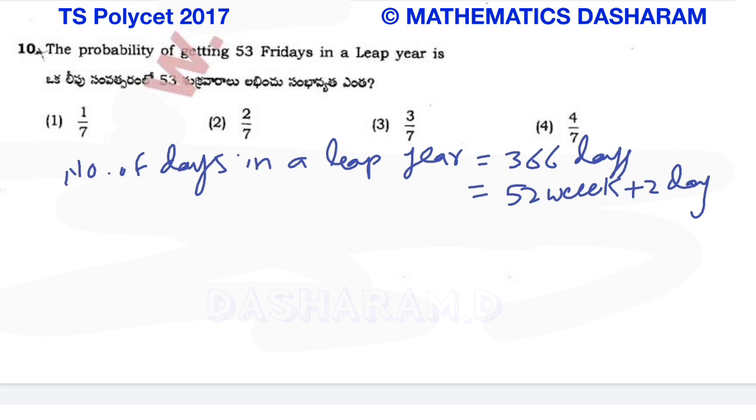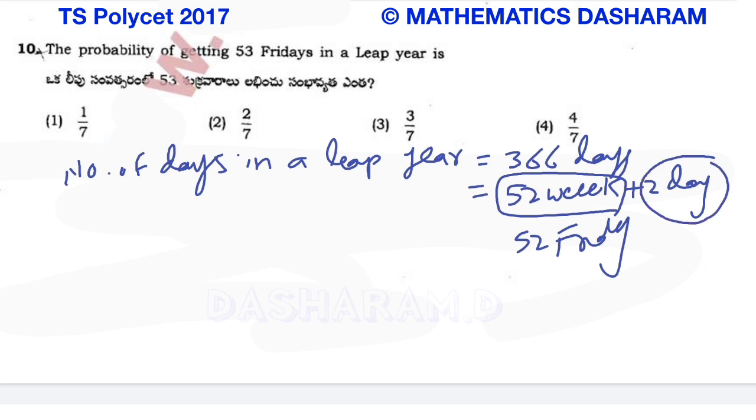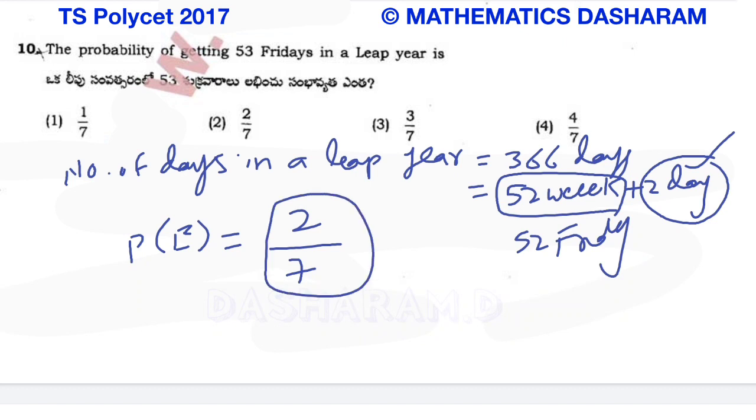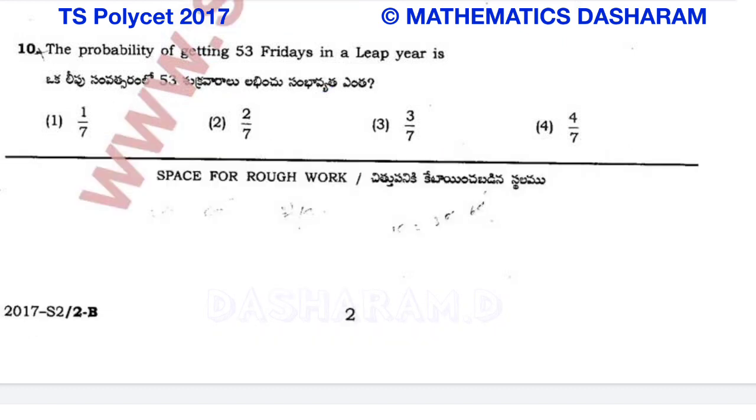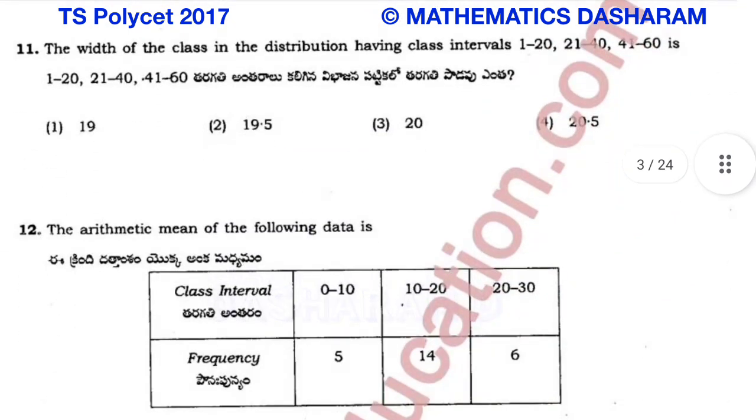So now here we need 53 Fridays. See, in the 52 weeks, each week one Friday will come. So then total 52 Fridays completed. But to get the 53rd Friday, here 2 days are favorable. So the probability of the given event is, out of a week, how many are favorable to get the 53rd Friday? 2 days favorable. So 2 by 7. So option 2 is correct. Next, 11th question.